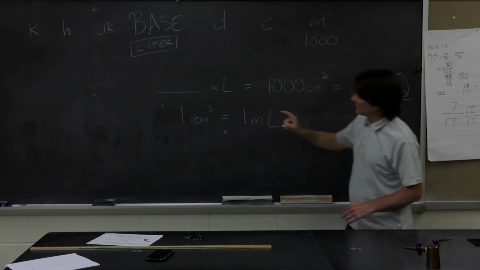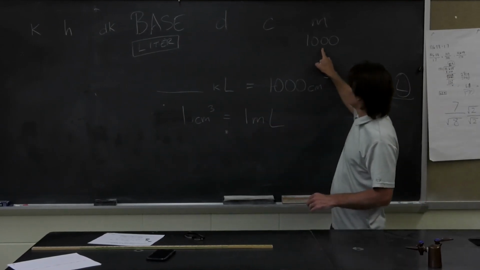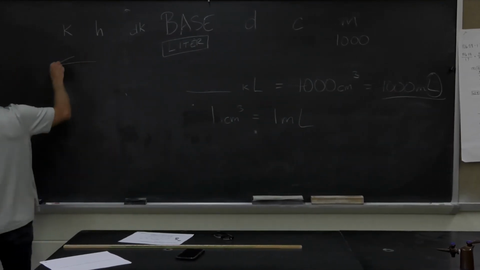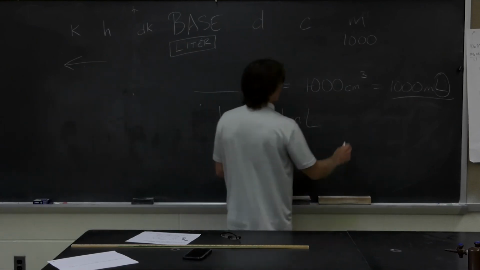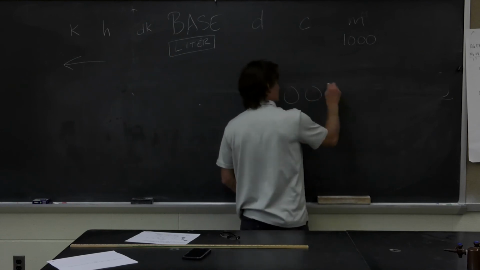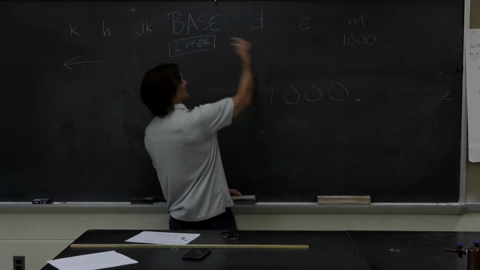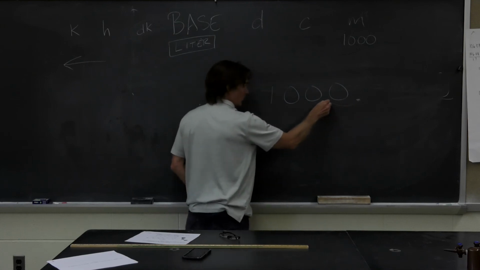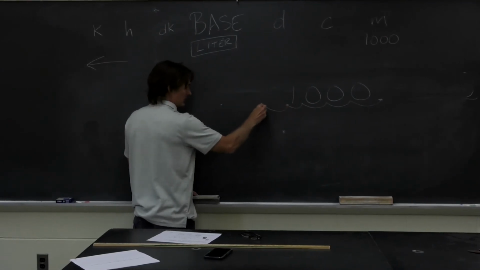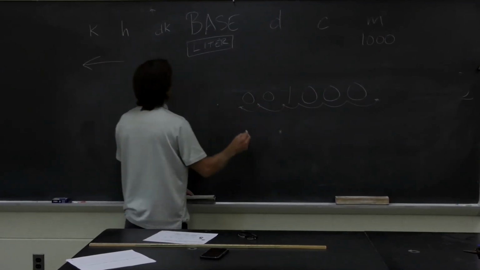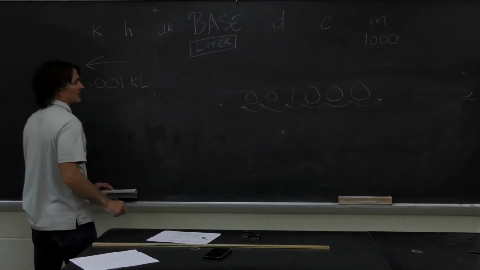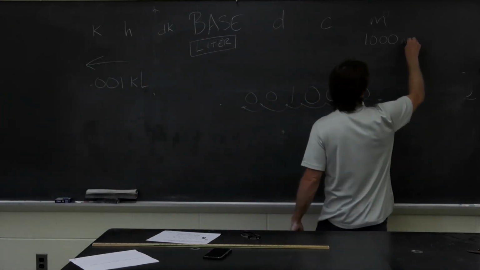and if I want to figure out how many kiloliters that is, well, I'm going to need to move my decimal 1, 2, 3, 4, 5, 6 spaces in this direction. So I'll do that. 1,000. There's my decimal. I got to move it 6 spaces this way to get me to kilo. 1, 2, 3, 4, 5, 6. 2 empty spaces. So 0.001 kiloliter. That's the same thing as 1,000 milliliters.